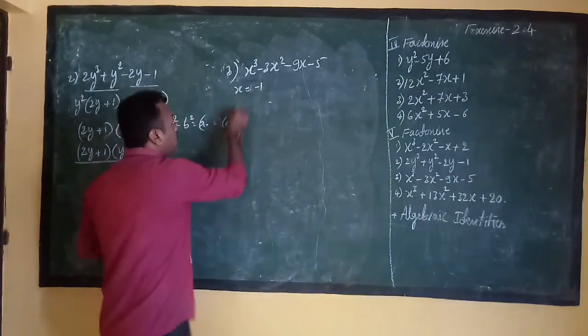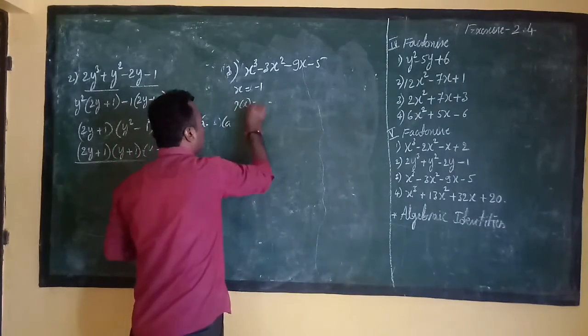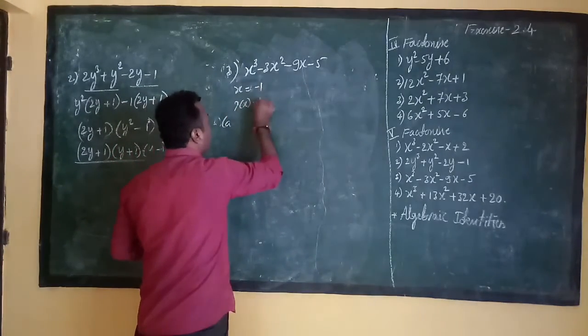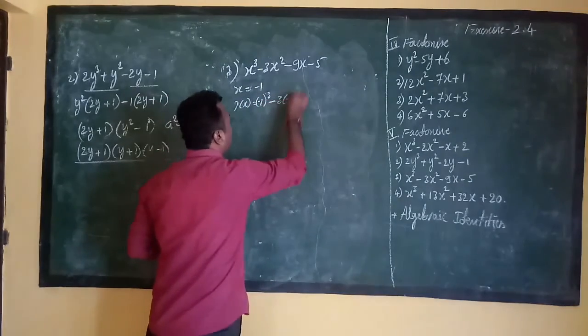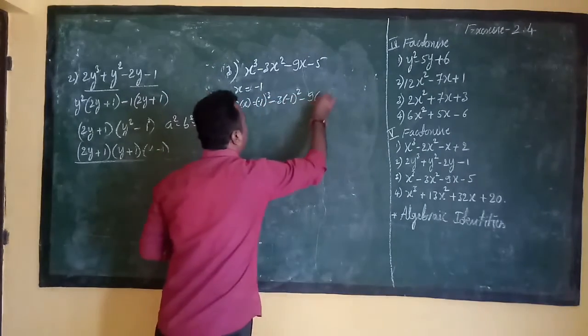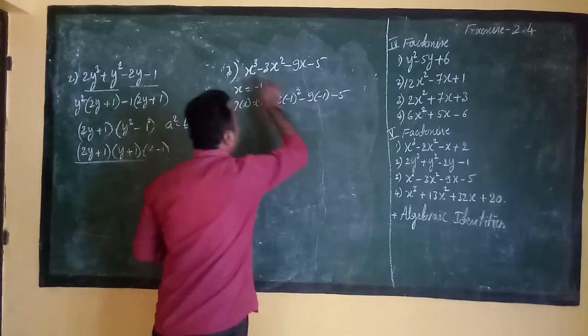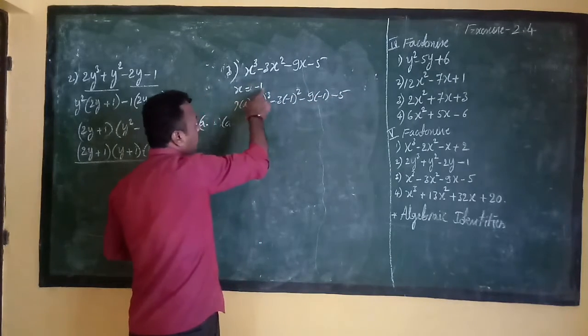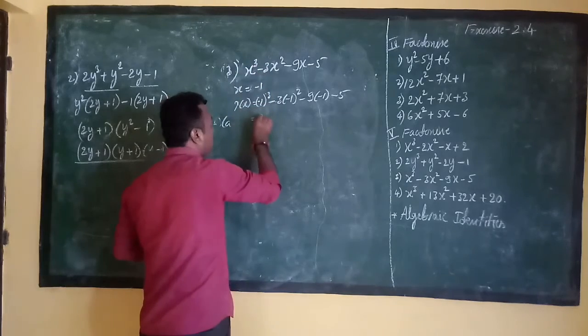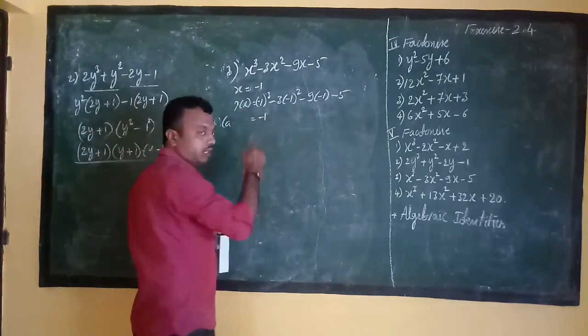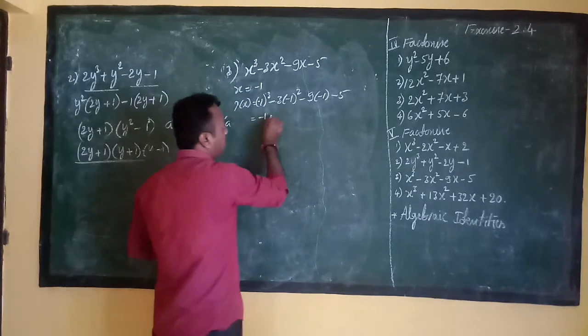Let us check it out. So p of x is equal to x cube, which means (minus 1) whole cube, minus 3 into (minus 1) whole square, minus 9 into minus 1, minus 5. I am substituting x as minus 1. Now (minus 1) whole cube is nothing but minus 1, because minus 1 into minus 1 into minus 1. So it becomes minus 1.